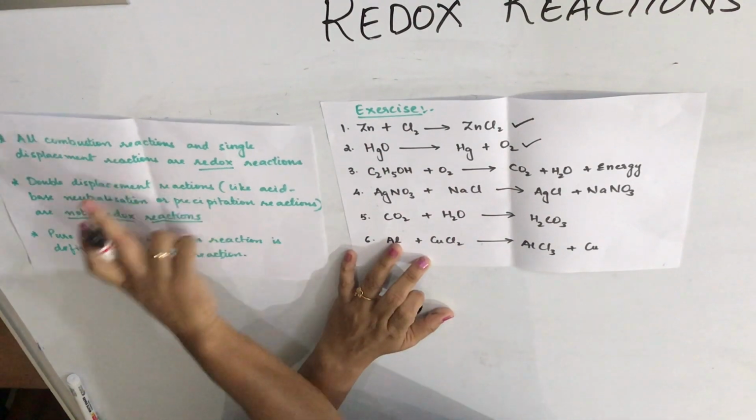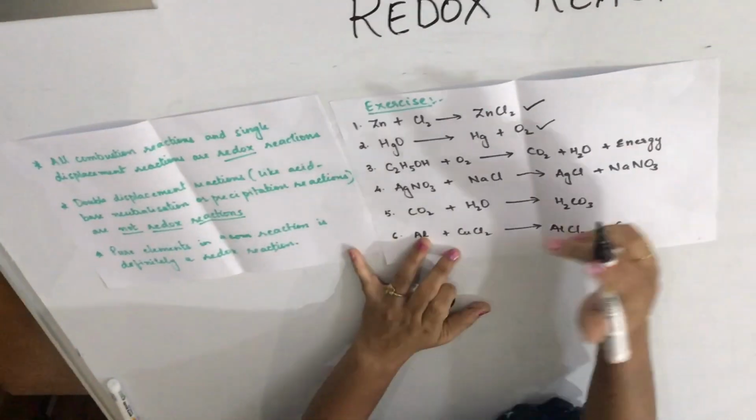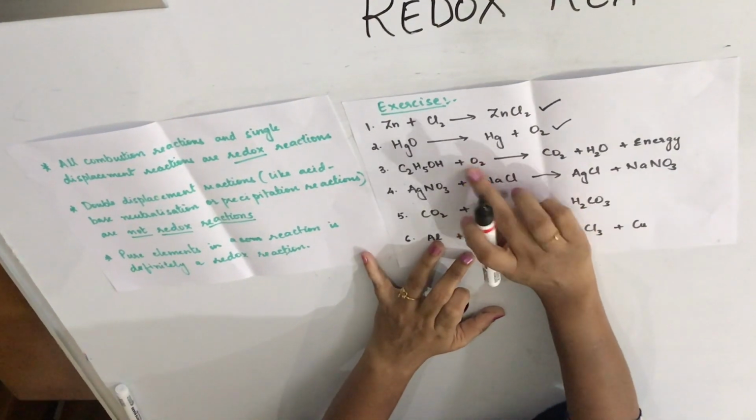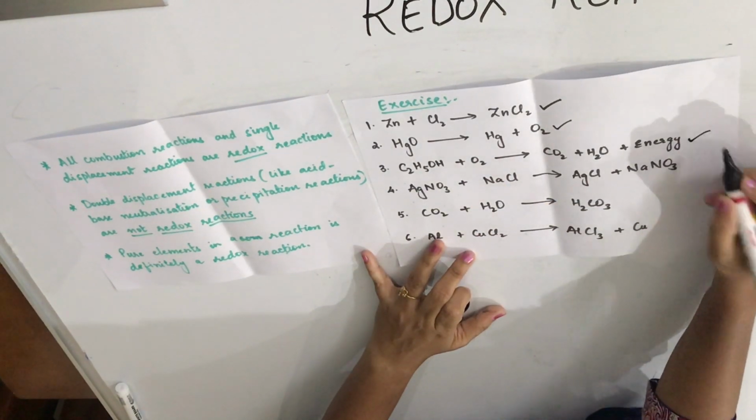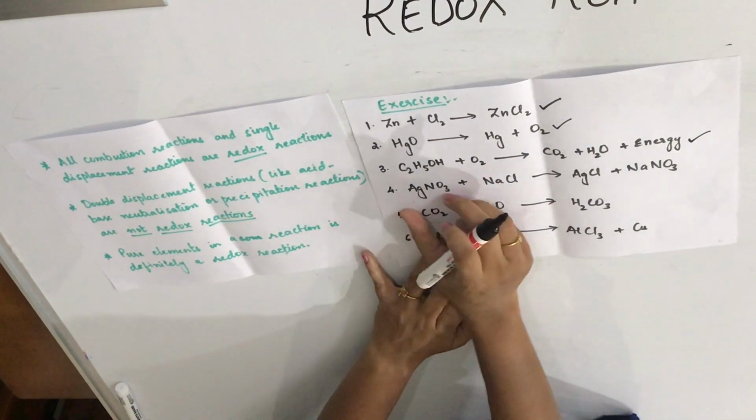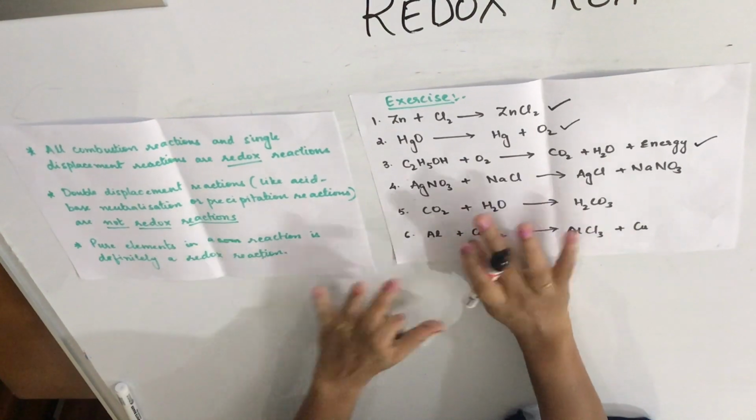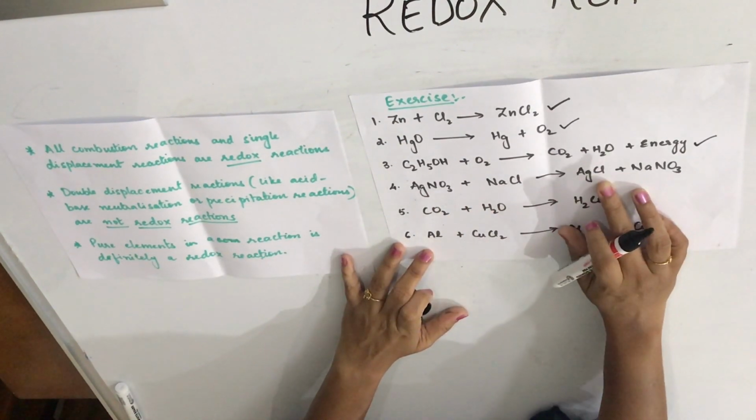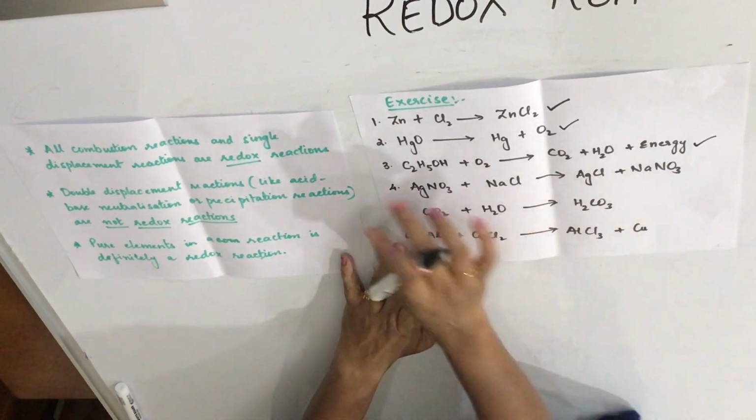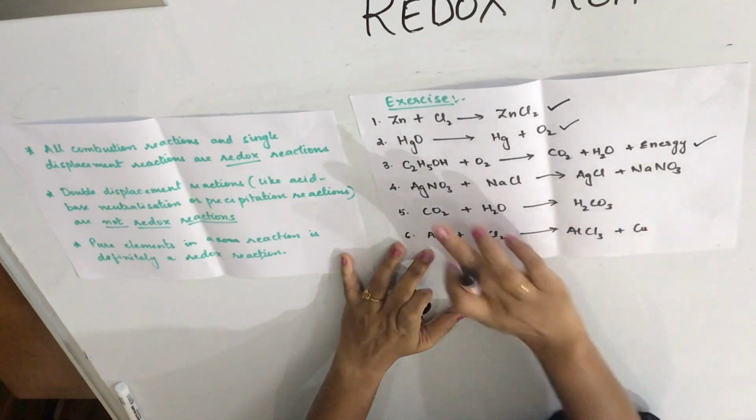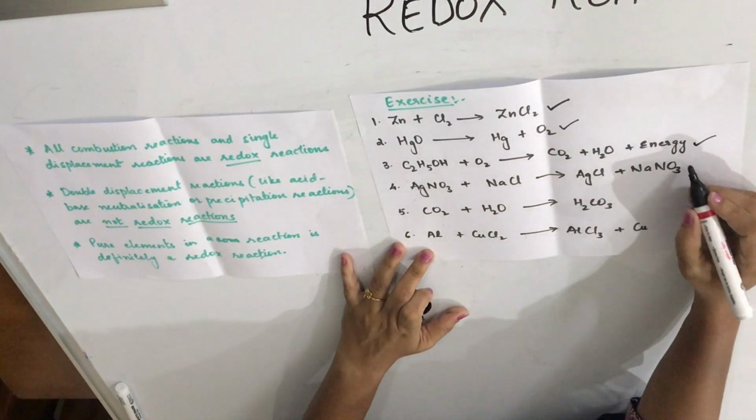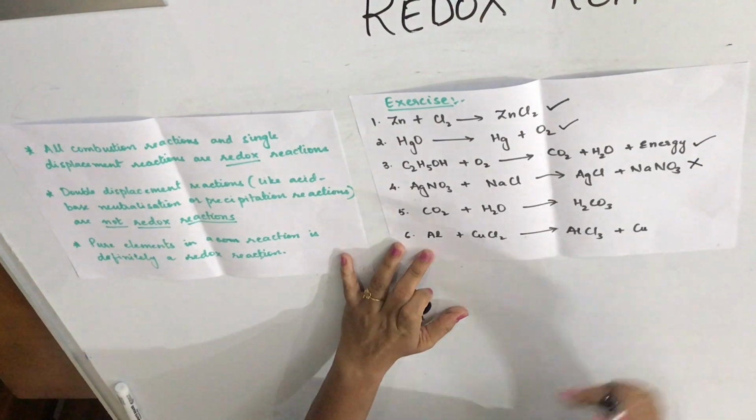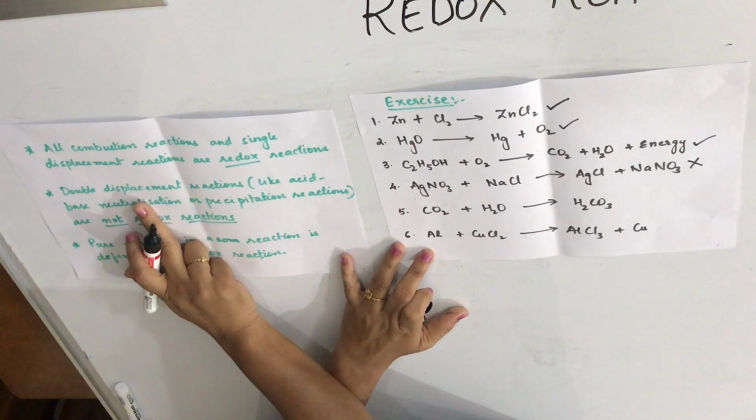So wherever there is a combustion reaction, it's a combustion reaction. Where it is an addition with oxygen, it's a redox reaction. Now coming to this reaction, AgNO3 plus NaCl gives AgCl and NaNO3. There are no pure elements, and you can see there is a double displacement, so it is not a redox reaction.